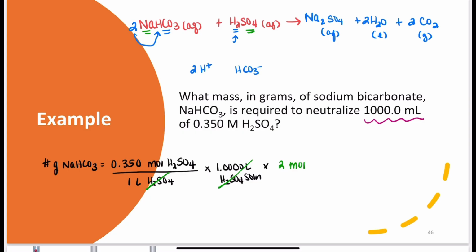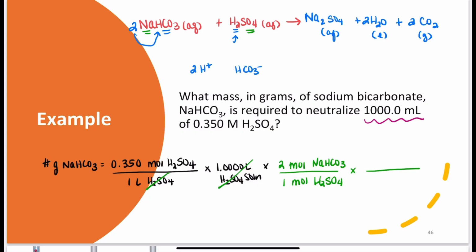I see from my balanced reaction that 2 moles of bicarbonate, sodium bicarbonate, I apologize. My mind is thinking bicarb, and then I'm not writing the full formula. 2 moles of sodium bicarbonate reacts with 1 mole of sulfuric acid. We need the grams here. So add that up. Sodium is 22.99 grams per mole. Hydrogen is 1.008 grams per mole. Carbon is 12.01. And oxygen is 16. And I have 3 of them.